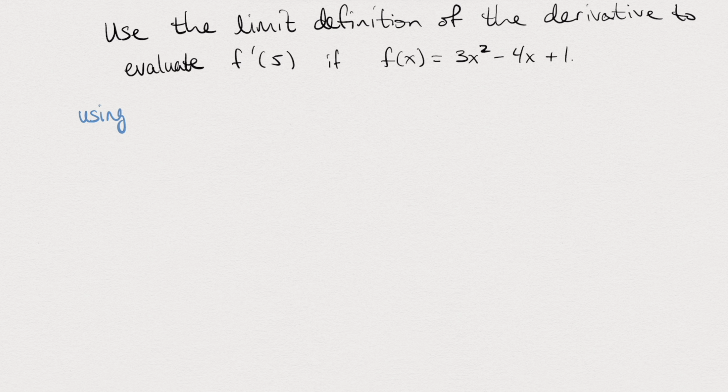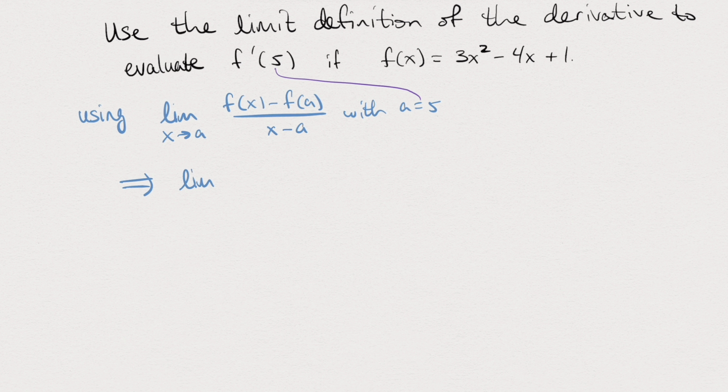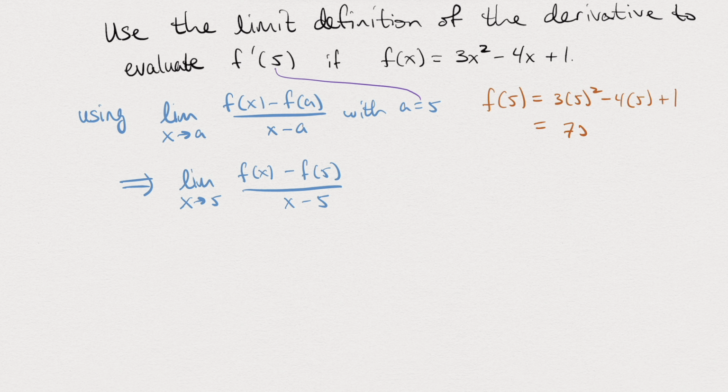Using the definition that we encountered first, which is the limit as x goes to a of f of x minus f of a over x minus a with a equals 5. This gives us the limit as x goes to 5 of f of x minus f of 5 over x minus 5. We need to evaluate what is f of 5. So a little side quest here, f of 5 is equal to 3 times 5 squared minus 4 times 5 plus 1 is equal to 75 minus 20 plus 1 is equal to 56.